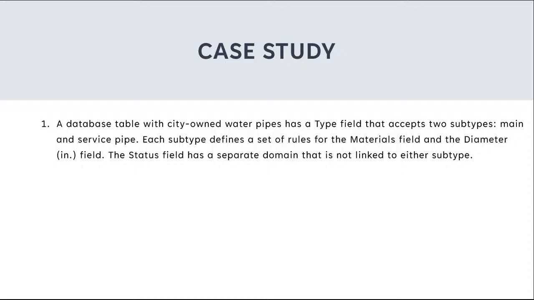Each subtype defines a set of rules for the material field and the diameter. The status field has a separate domain that is not linked to either subtype. So this is a case study, but we may not use this very specific case study for our practical.